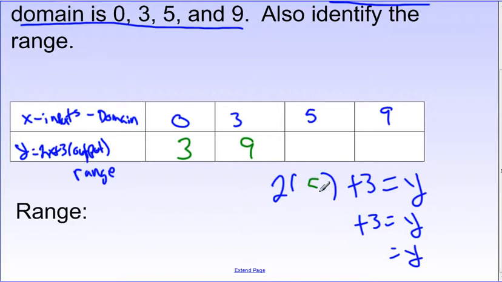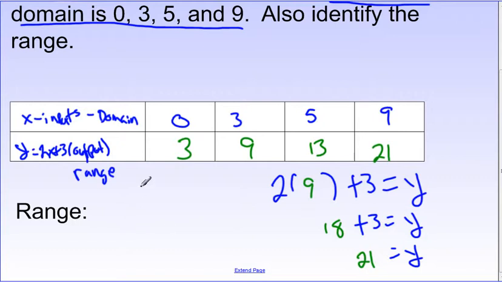You plug in a 5. 2 times 5 is 10. 10 plus 3 is 13. Now we know what this function did. It took it times 2 and added 3. And last one, if you plug in a 9, 2 times 9 is 18. And then 18 plus 3 is 21. So we now have all of the outputs for this function. If you plug in those 4 numbers, you get those 4 outputs.